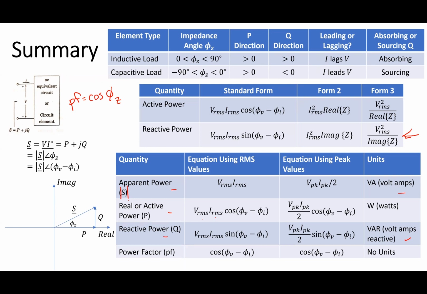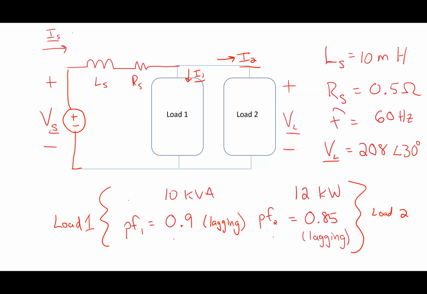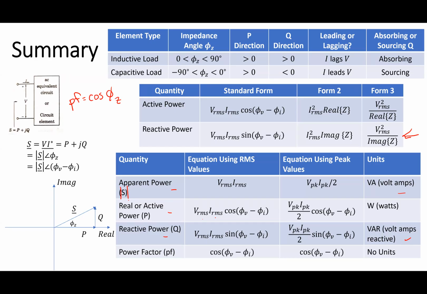So if I say VA, I've given you the magnitude of that thing. I've also told you the power factor is 0.9 lagging. What have I told you by telling you that the power factor is 0.9 lagging? What is the power factor? It's the cosine of the angle.